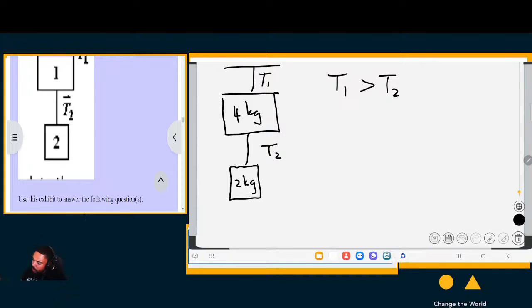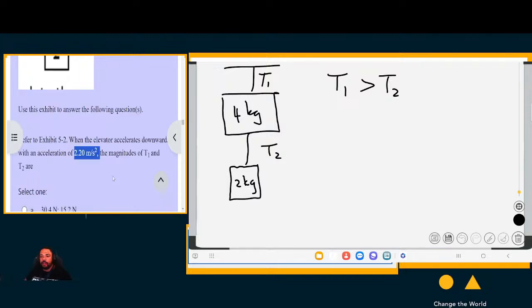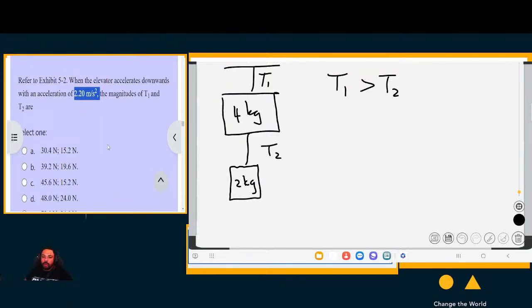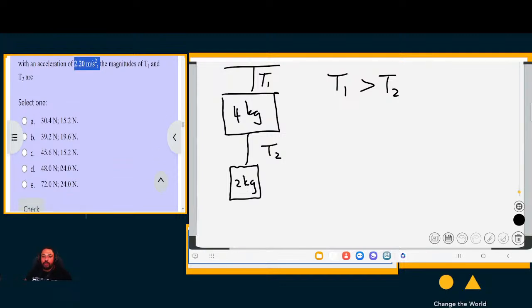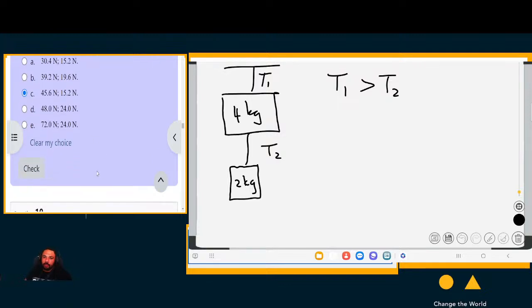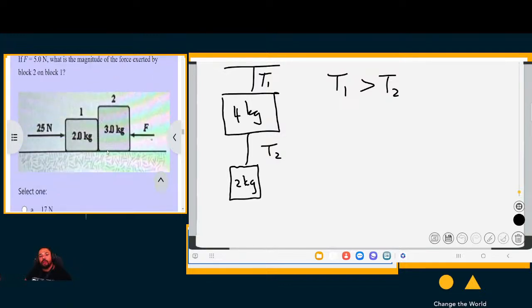It should always make sense. If I worked out T1 is smaller than the tension here, that would have been wrong, because how can that be? It's impossible unless we have negative mass. We worked out that T2 was 15.2, if you guys can remember. So there are two answers at 15.2, A and C. And then we worked out T1 is 45.6, which is this one. So the correct answer is C. I don't bother checking there, I just make sure that you guys understand.